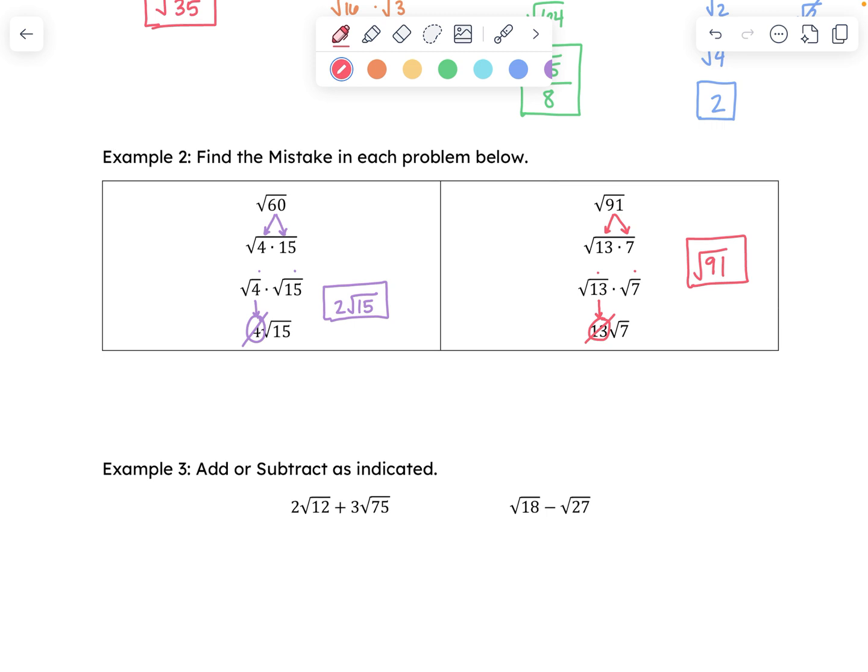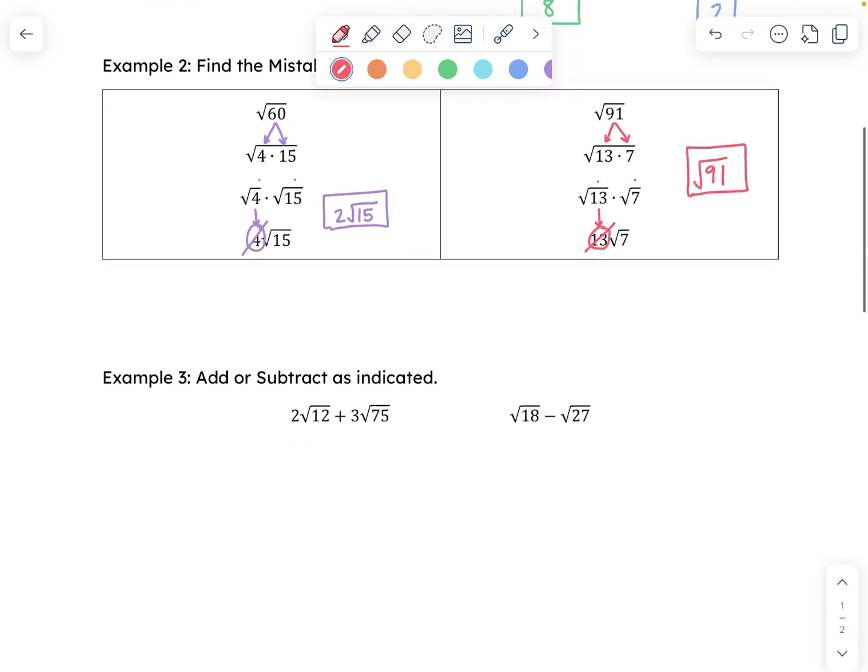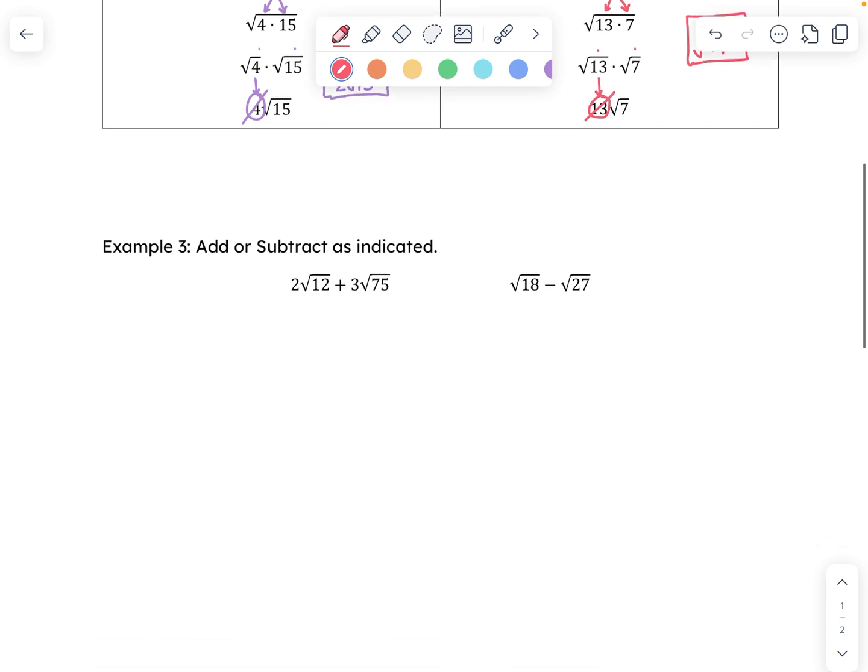Okay, the next things that we're going to look at, we are going to add and subtract a little bit. Then we're going to multiply, and then we're going to do some rationalizing the denominator and dividing. So if we're adding or subtracting radicals, we need to make sure that they have the same number inside of the root. And they have the same index, which means they are both square roots, or they're both cubed roots, or they're both fourth roots.